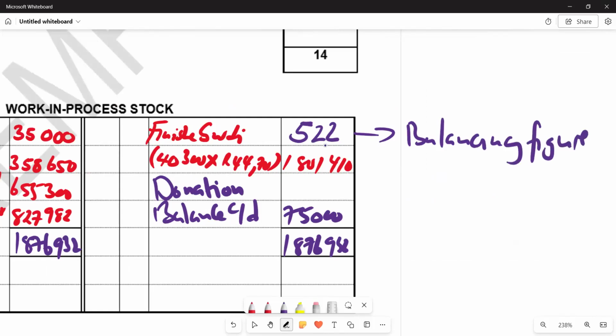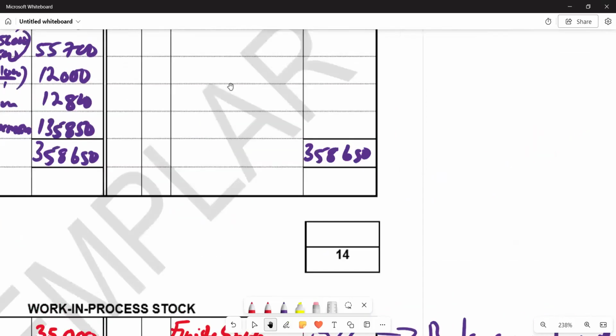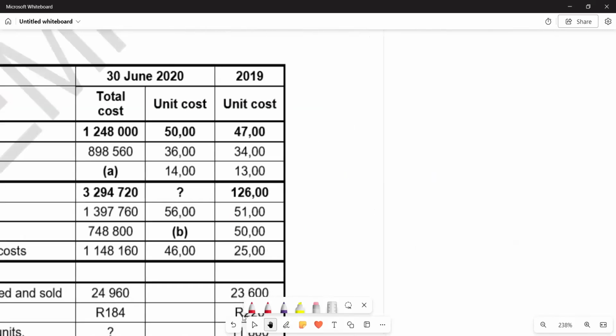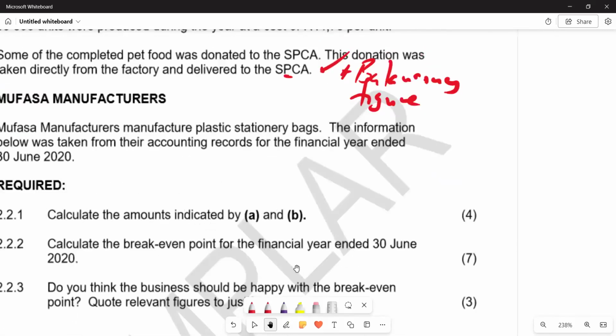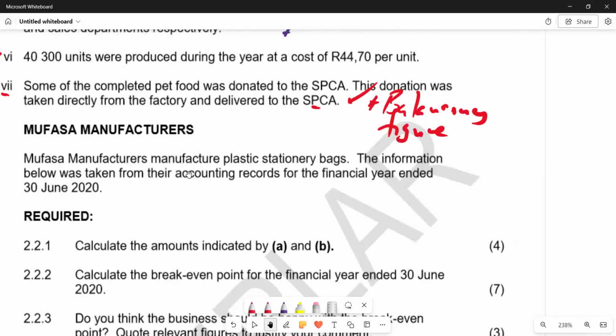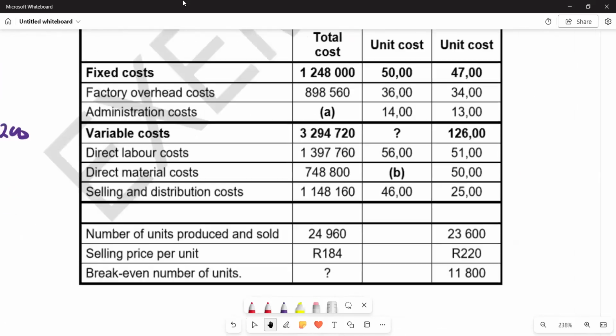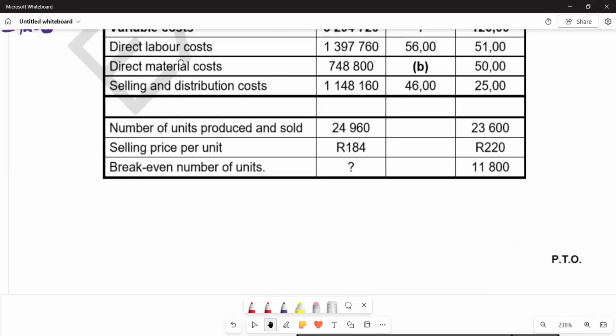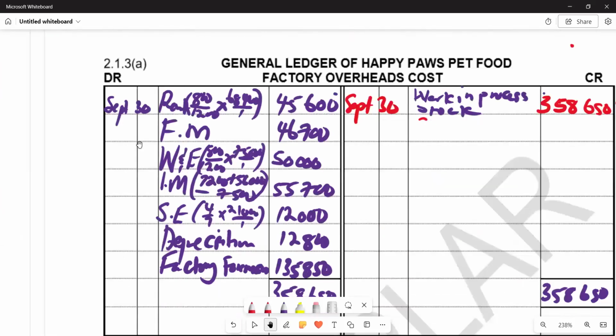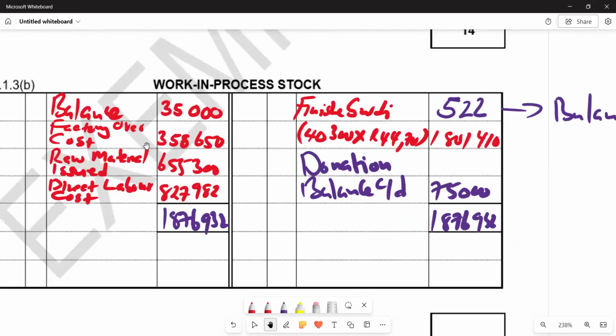figure. And why did we find it as a balancing figure? Because of the statement that we have here, which is mentioning donations. If you come here, you would see a point that says some of the completed pet food was donated to the SPCA. This donation was taken directly from the factory and delivered to the SPCA. But there is no amount mentioned in that statement, which means we don't have it, but we can find it as a balance figure since we have all the elements of that work in process stock. So it's very easy for us to find that donation figure as a balancing figure.